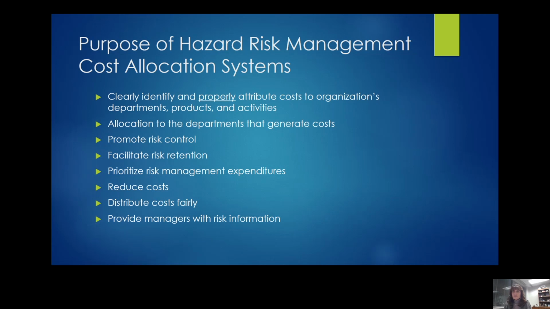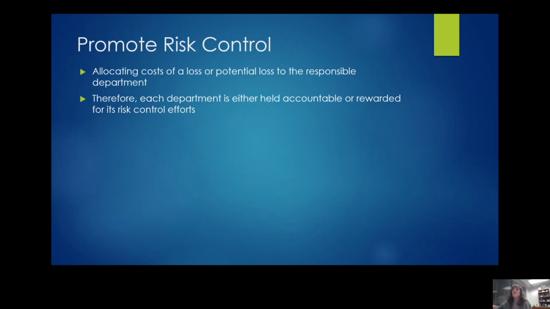You also want to figure out a way to facilitate risk retention. So where possible, we'll get into a little bit more detail, when it's possible to retain more risk, you always should do that. You don't have to pay as many insurance premiums. You also want to prioritize your expenditure. You want to reduce costs overall for the organization, and you want to distribute them fairly, which we'll talk about. And then how do we get the right information to managers out there to make the right management decisions?